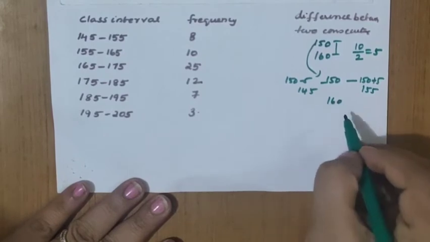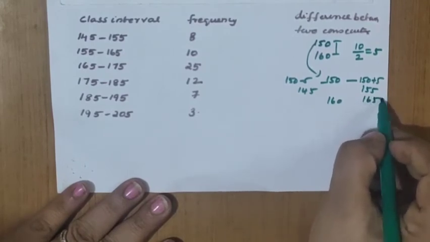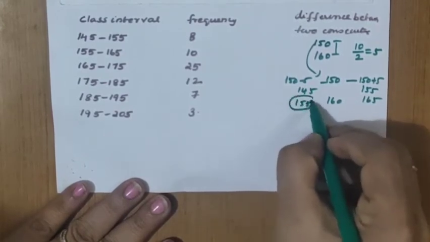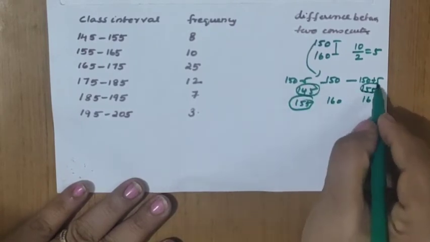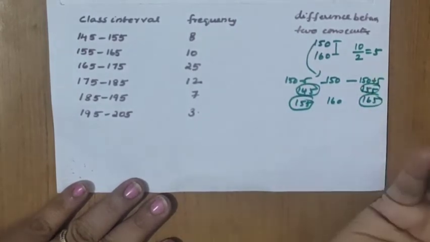Similarly, 160 is given as the second one. So 155 and 165. Got it now? These are the two lower limits and these are the two upper limits. Similarly, you can calculate the remaining ones.